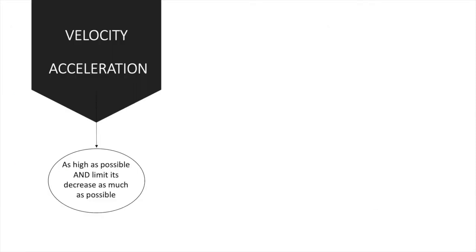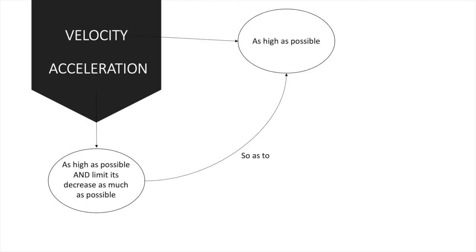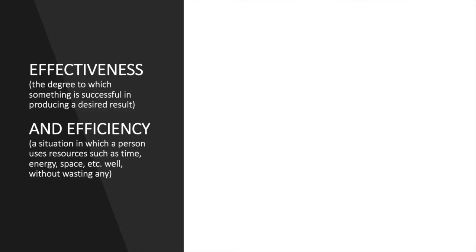So what will be our aim? Acceleration has to be as high as possible in the beginning, and then athletes have to try and limit its decrease as much as possible. Why? So as to have a velocity that is as high as possible, a maximum velocity. Now the question would be, how can we do this? Well, here comes the discussion of effectiveness and efficiency in sprinting.